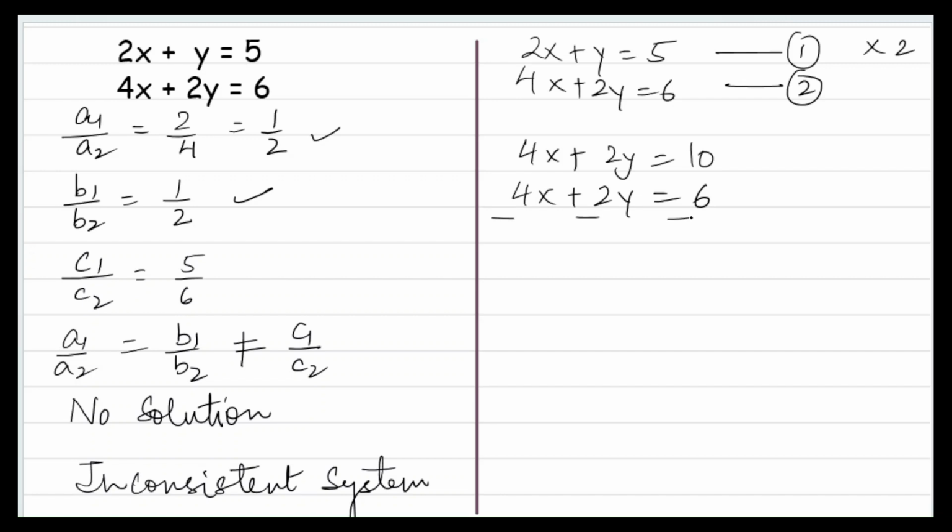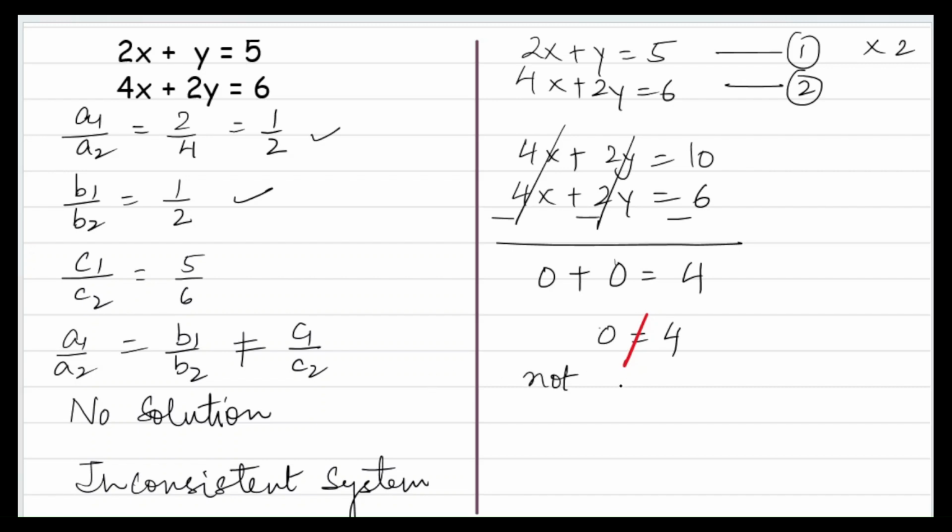Let's subtract them. 4x minus 4x is 0, plus 2y minus 2y is 0, equals 10 added to minus 6, which is 4. So I get 0 equals 4. Is this possible? No, 0 is absolutely not equal to 4. So it is not possible.